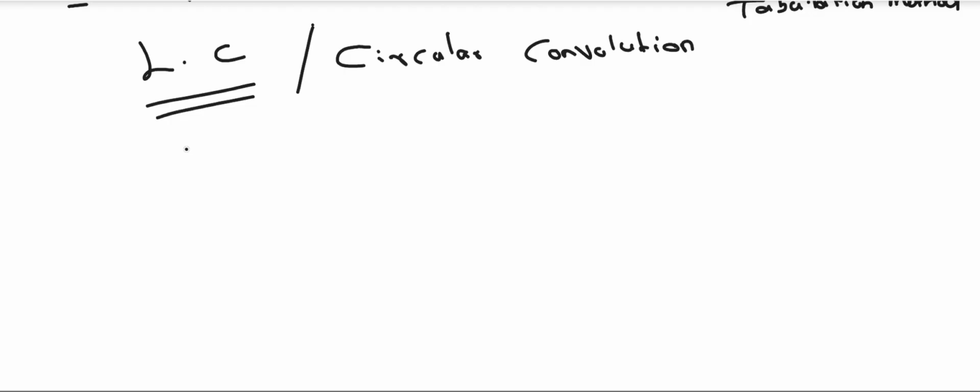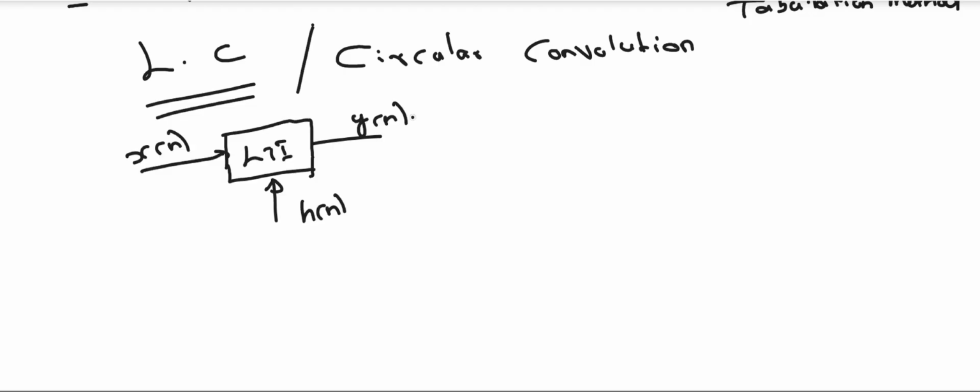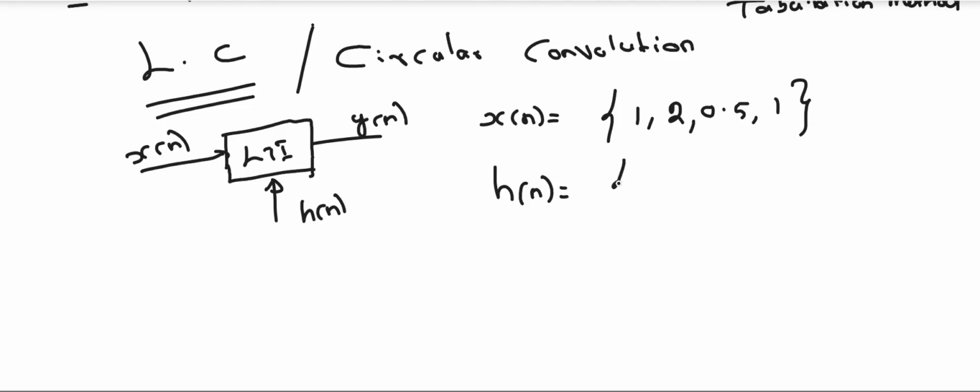Okay, what do you mean by linear convolution? For any LTI system, the output can be found if you know the input sequence and the impulse response of the system. So, x of n is 1, 2, 0.5 and 1, and the sequence h of n is 1, 2, 1, minus 1. Both the sequence lengths are equal now.